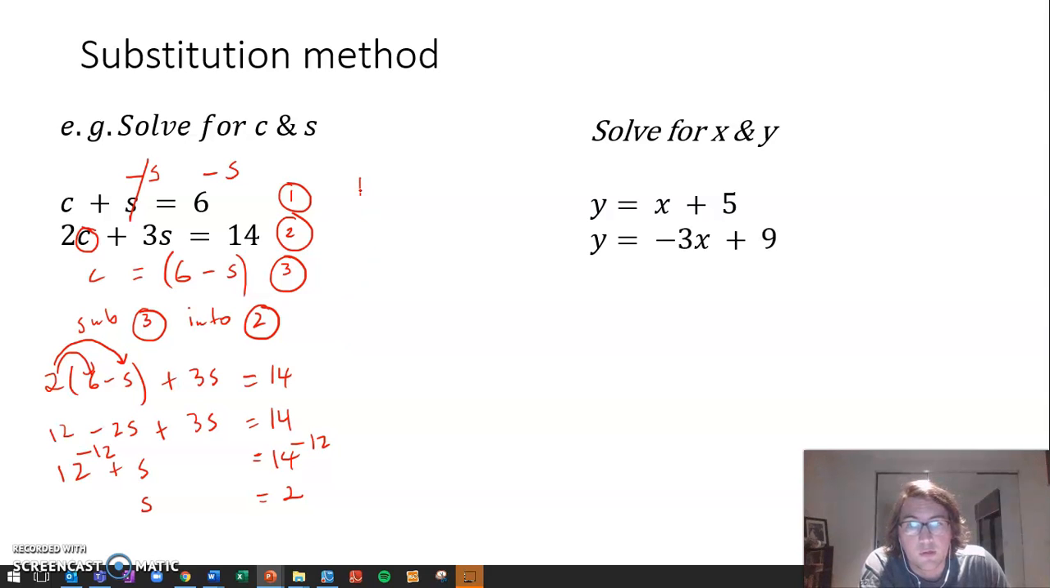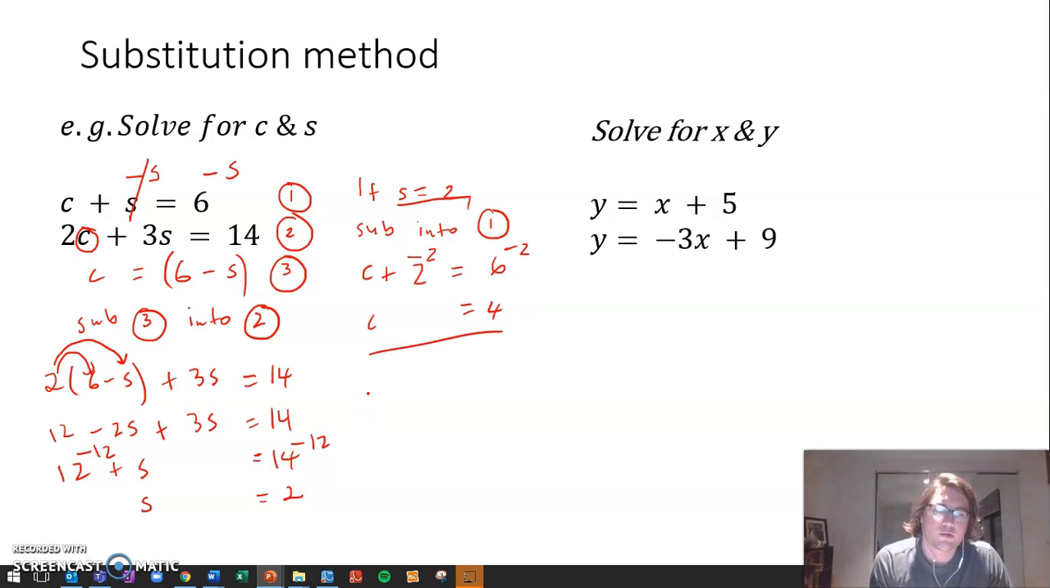So what I do is, if S is equal to 2, sub into equation number 1. I'm going to put this value S is equal to 2 back into the original equation, because I've got to find C. So C plus 2 is equal to 6, because that's me substituting S, and now I just need to solve it. So minus 2 from this side, minus 2 from this side, C is equal to 4. Those two values of 2 and 4 will be true for both equations, 1 and 2.